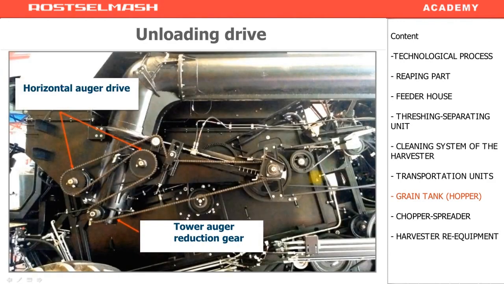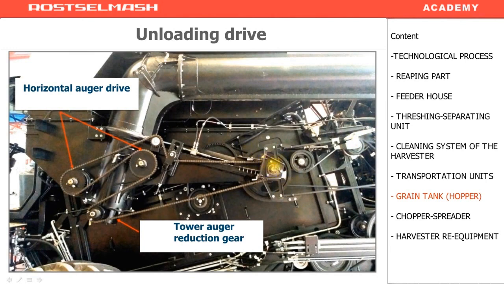The unloading drive is located on the left side. The unloading drive is autonomous. It's not dependent on the threshing and separation unit. To activate the unloading, you simply need to have a running engine. After unloading is activated, this hydro cylinder pulls the belt. The belt starts rotating the pulley.